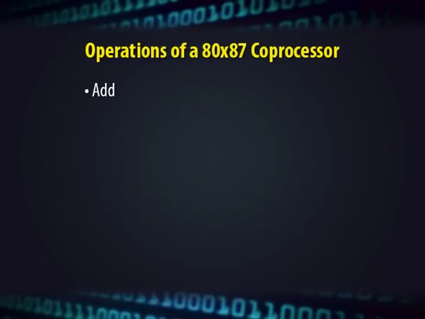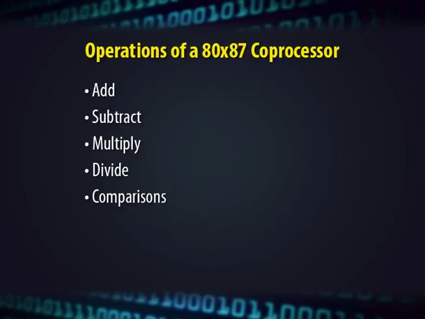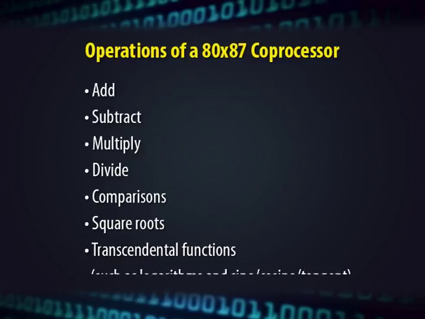In addition to being able to quickly execute load and store operations on floating point numbers, the 80x87 processors can directly perform all the basic arithmetic operations on floating point numbers. Besides the basic floating point operations like add, subtract, multiply and divide, additional operations like comparisons, square roots, and transcendental functions such as logarithms, sine, cosine and tangent on floating point numbers can also be performed using these coprocessors.